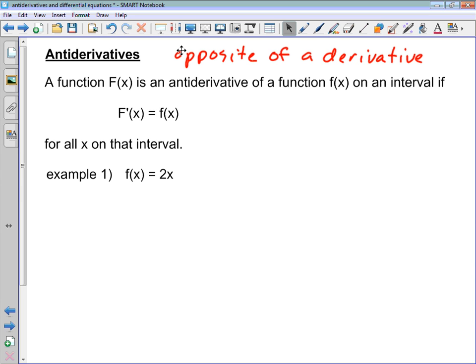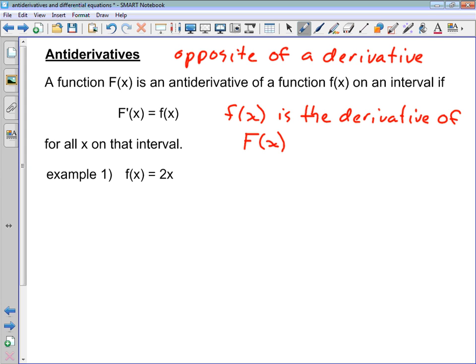A function, capital F of x, is an antiderivative of a function, small f of x, on an interval if, when you take the derivative of capital F of x, you get small f of x, for all x on that interval. We could also put it this way: f of x is the derivative of capital F of x if F prime of x equals small f of x.